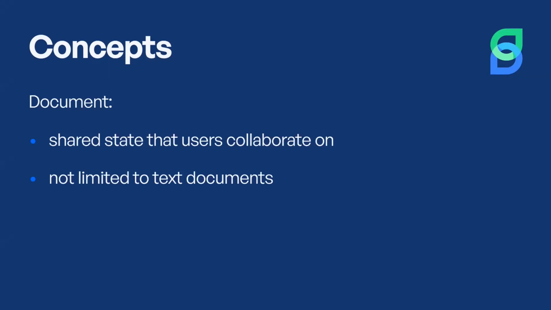The second concept is a document. A document is the shared state that users are collaborating on. Keep in mind that this is not limited to text documents. A document can be any type of content, including not just text, but also drawings on a whiteboard or a list of to-dos, for example.